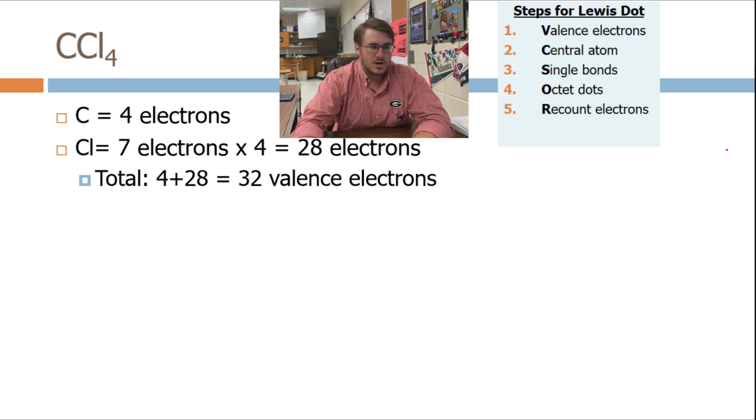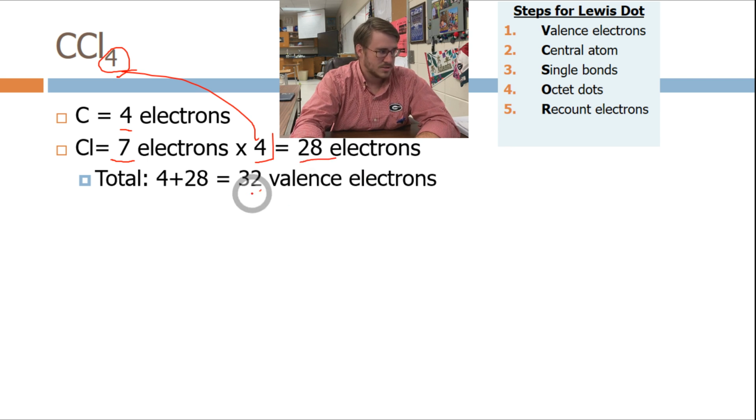CCl4 is a little more complicated when you're not using hydrogen, because you're not going to get that 8 number. You might get a number that's divisible by 8 or really close. Either way, you'll see what I'm talking about. First thing is count. Carbon brings 4. Each chlorine brings 7, and there are 4 of them because of the subscript 4. That means the chlorines are responsible for 28 electrons, and a total of 32 for the entire compound. So valence electrons are counted.